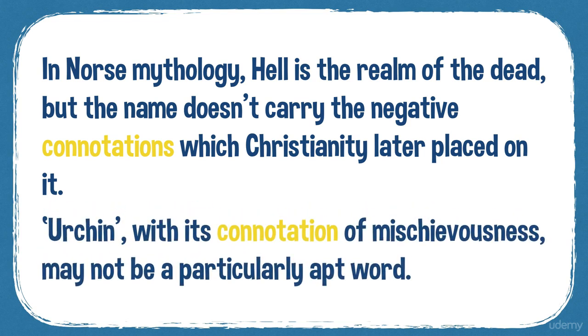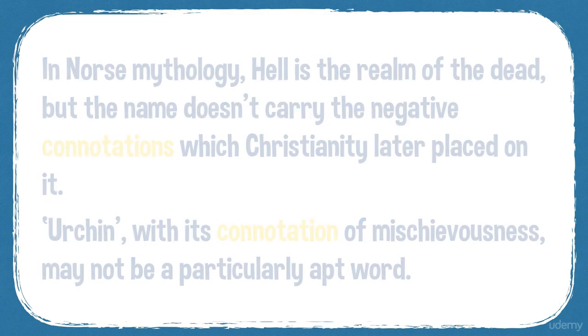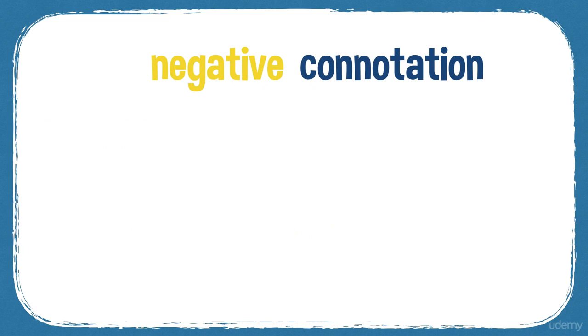Urchin, with its connotation of mischievousness, may not be a particularly apt word. The word urchin usually means a kind of homeless child, especially a boy, who maybe steals things. So it has a connotation of mischievousness. The words suggest something. They have a deeper meaning.